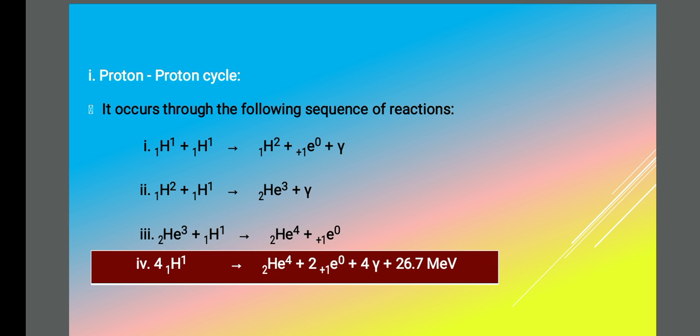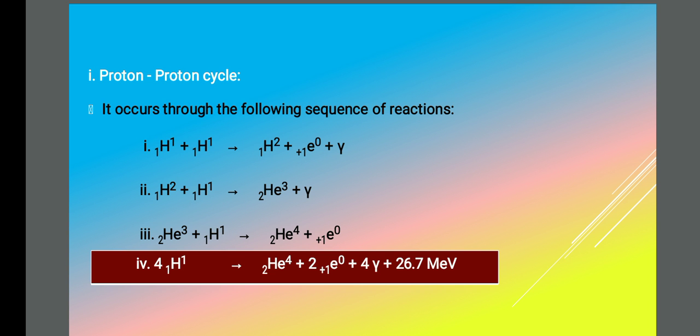I'll repeat the proton-proton cycle once again. Two protons combine to give you deuterium plus positron plus gamma radiation. Then again this deuterium combines with a proton to give helium 3 plus gamma radiation. Then helium 3 combines with a proton to give helium 4 plus positron. So the overall reaction shown by the last equation is 4 protons combine to give you helium plus 2 positrons plus 4 gamma radiation plus 26.7 mega electron volt, and this phenomenon we call the proton-proton cycle.